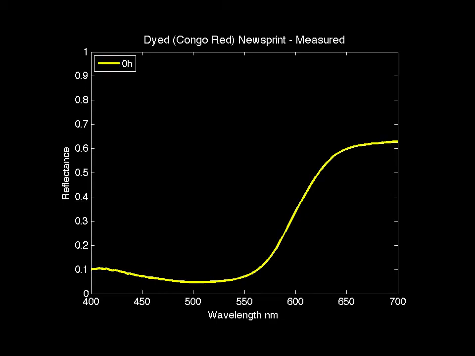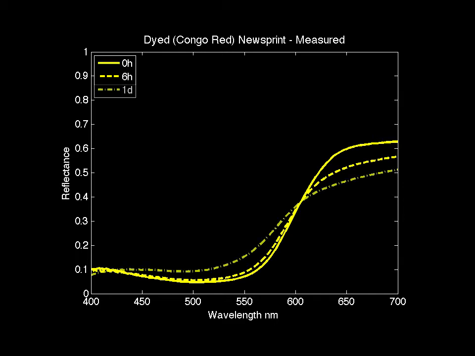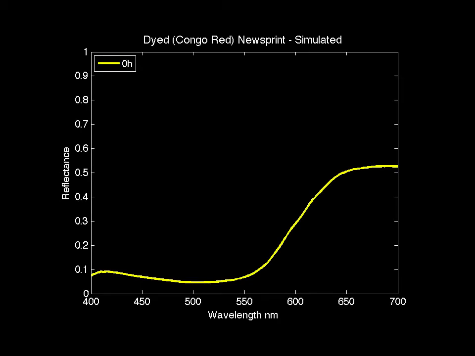In the case of the newsprint sample dyed with Congo red, the measurements indicate a pivot point at approximately 600 nanometers produced by the simultaneous fading of the dye and the yellowing of the newsprint. These trends were qualitatively captured by the proposed framework, which also provided similar results for the blue dyed newsprint sample, as reported in our article.